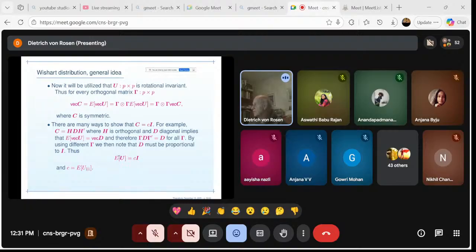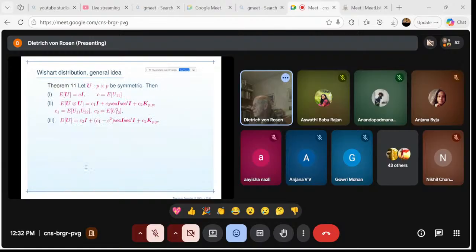Sometimes, if we would talk about Wishart or inverse Wishart, we would derive these elements through knowledge about one element, the chi-square distribution, in fact. And you can see, so here we have some general results. U is symmetric rotation invariant. It should be of this form.